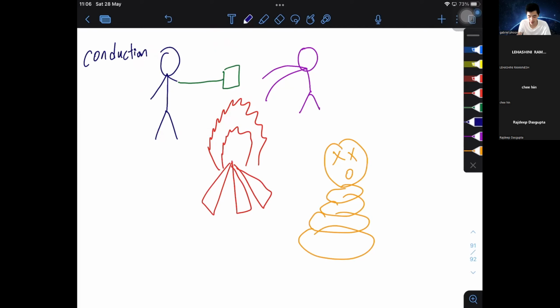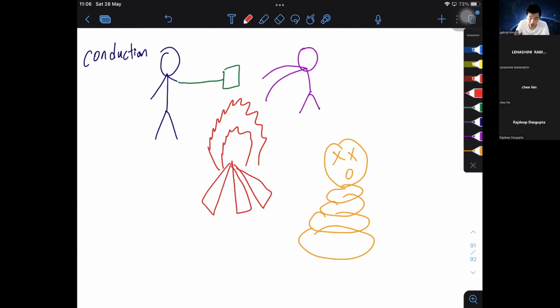Why conduction? Because if you think about what's happening here, as soon as the heat starts roasting up the marshmallow, because this is a metal stick, right? And we know for a fact that metals are generally good conductors of heat. So what's going to happen is as soon as the heat starts rising here, the heat will be conducted through this metal and eventually burn his hand.